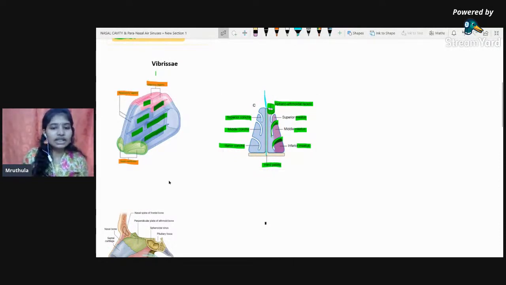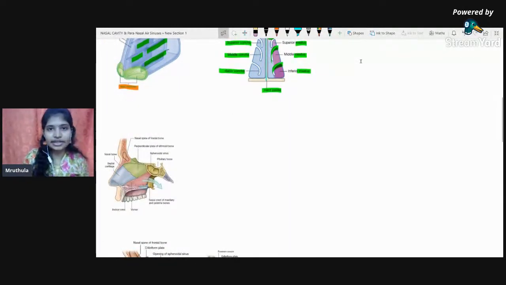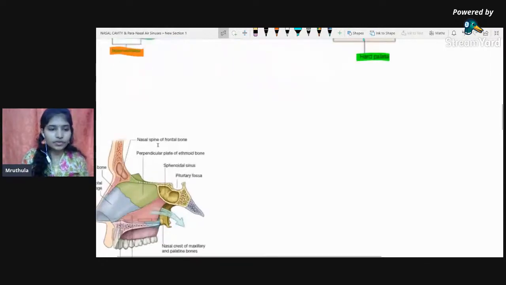The lateral and the medial nasal wall will be dealt with separately in a different video, so the details of that will not be appreciated now. Now I just want you to know the basic structures in those walls. Okay.